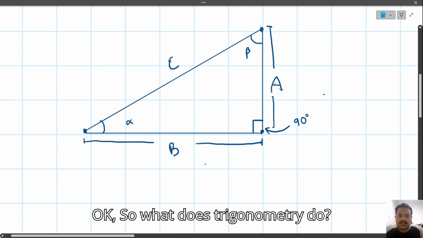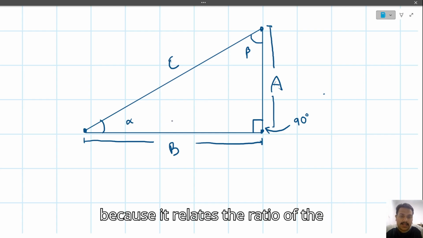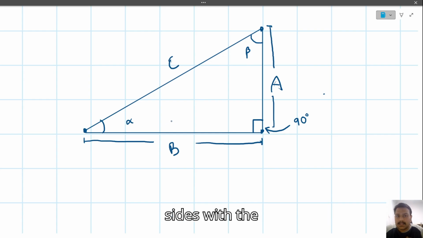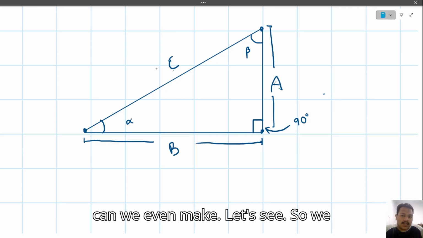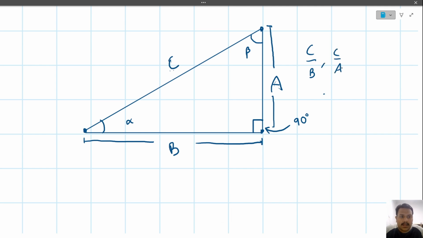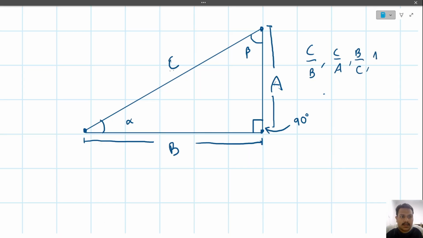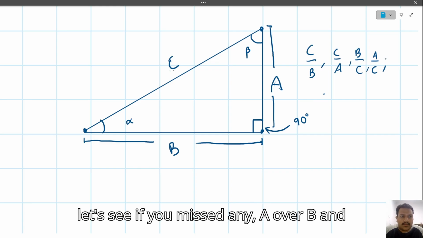Okay, so what does trigonometry do? Trigonometry is quite interesting because it relates the ratio of the sides with the angles. Let's first look at how many ratios we can even make. We can take the ratios of C divided by B, C divided by A, and the flips of these, so B over C, A over C. Let's see if we missed any: A over B and B over A.